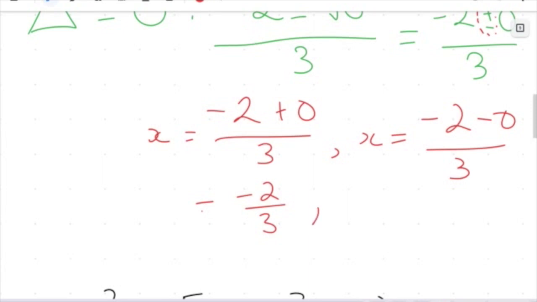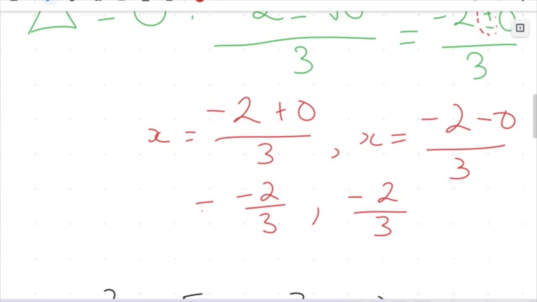And my other one's going to be -2 minus 0. I'm just minusing 0 from -2, or adding 0 to -2. That does nothing to my -2. So I end up getting the same answer for both.